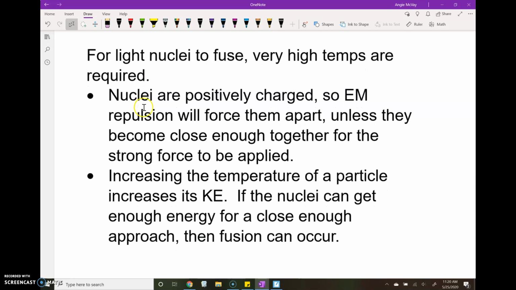Okay, so for a light nucleus to fuse, very high temperatures are required. Nuclei are positively charged, so electromagnetic repulsion will force them apart unless they become so close together that the strong nuclear force can take hold. What that means is we need to increase the temperature of a particle if we want fusion to happen, so that nuclei have enough kinetic energy to get close enough together. Then fusion can occur.